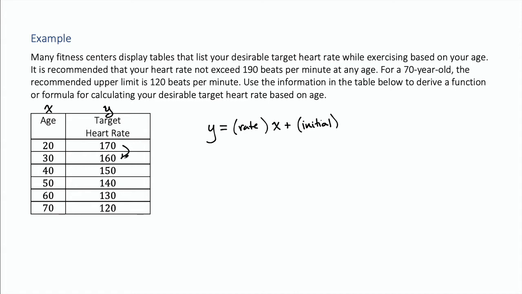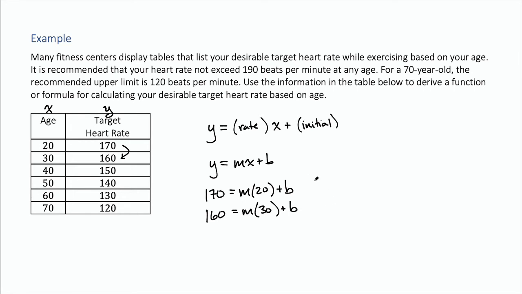Okay, for every 10 years, we go down 10. That means our rate is actually -1. Okay. Now, if we're not sure on that, what we can do is just use our general formula, y equals mx plus b, and just plug a couple points in. Okay, so for example, if we plug the 20 and 170 in, we get 170 equals m times 20 plus b. And if we plug the 30, 160 in, we get 160 equals m times 30 plus b.